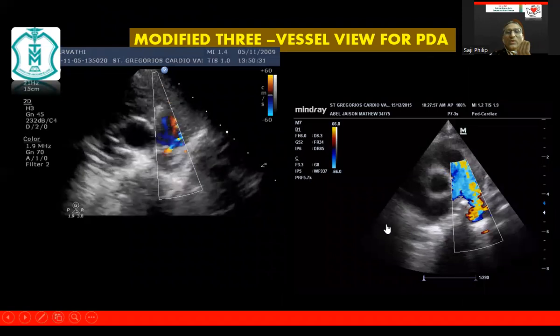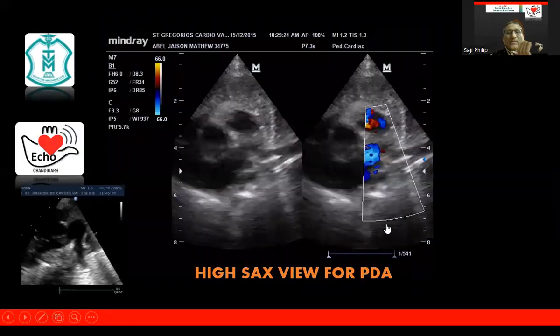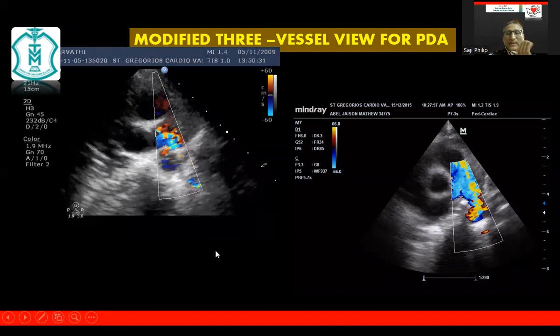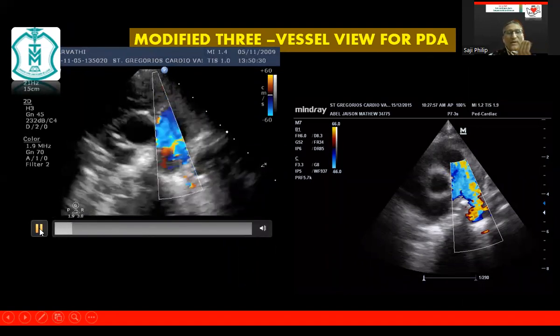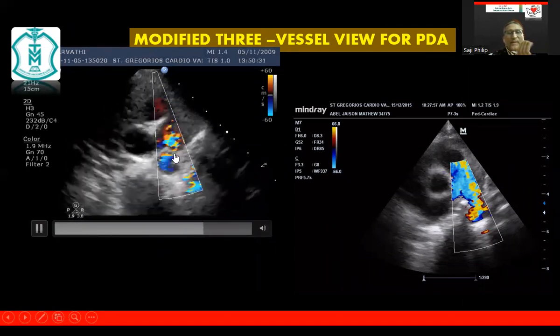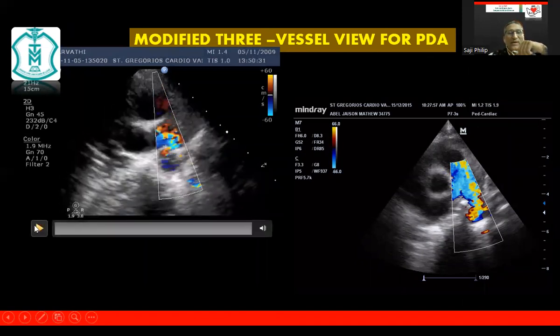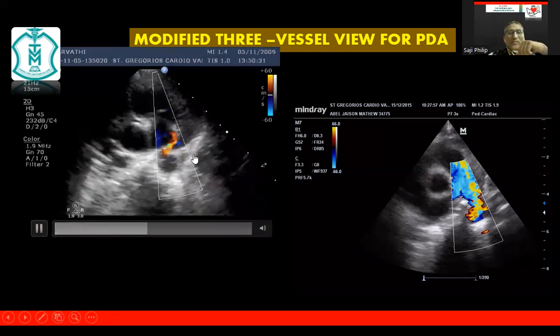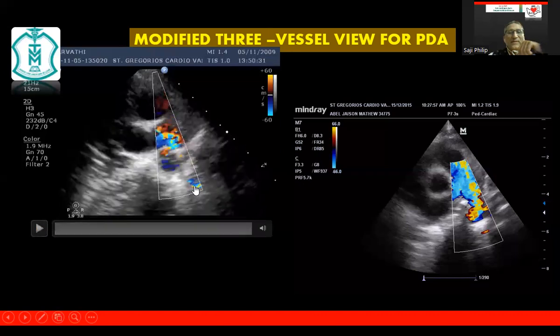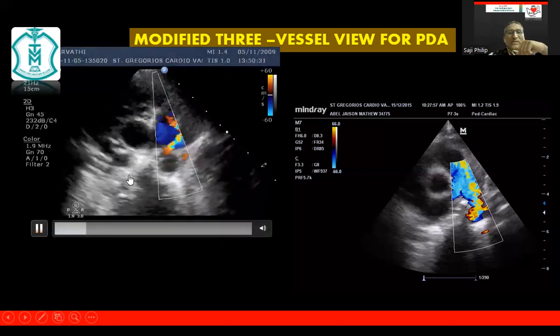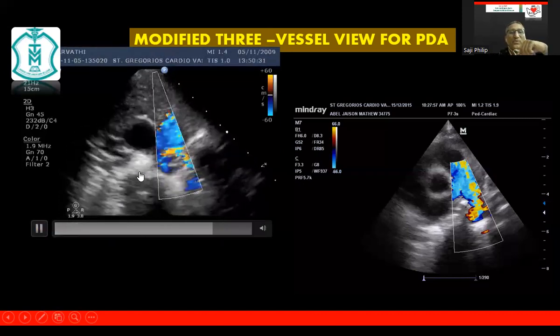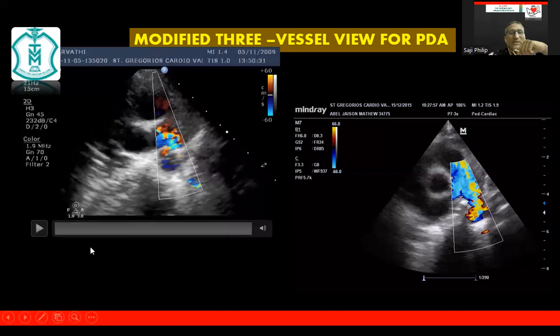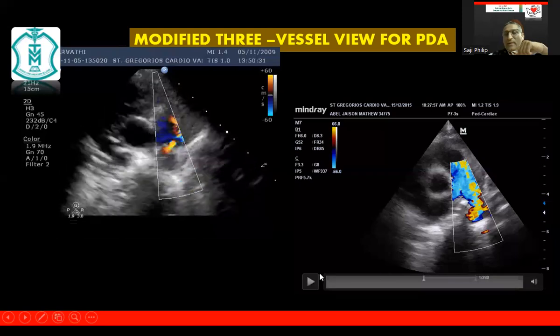This is a high short axis view. Again, this is a high short axis view also. I say that it is good for dimension. Even the color flow also you can measure in this view, because if the color gain is decreased, in the short axis view a very narrow jet, beautifully we can see, that is equivalent to two-dimensional measurement.